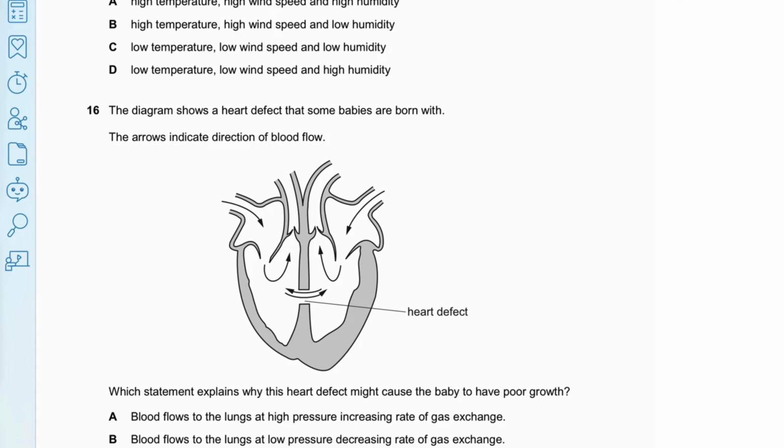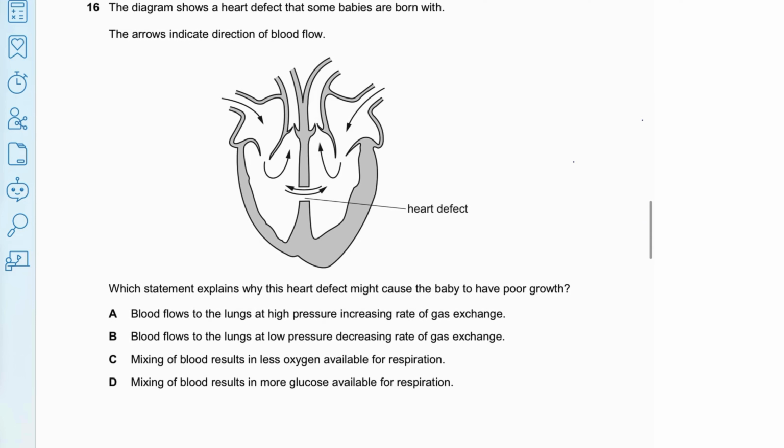15. Which conditions cause the highest rate of transpiration? As you remember, humidity is inversely proportional to transpiration, while wind speed and temperature are directly proportional. So, what do you think will increase it? Number A, high temperature, high wind speed, and high humidity. Wrong. High temperature, high wind speed, and low humidity. Right. So 15 is B.